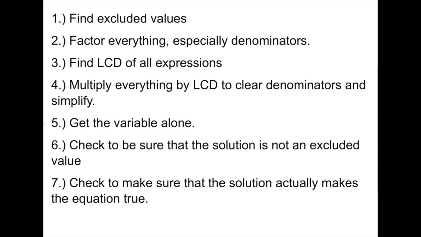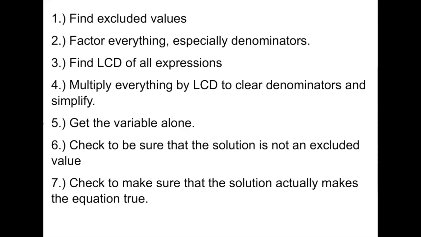Then, once you've done step 4, all of the denominators should be canceled, leaving you with just an equation that is only based on the numerators, which will then allow you to get the variable alone. That will get you your x equals or v equals or u equals or whatever the letter is.